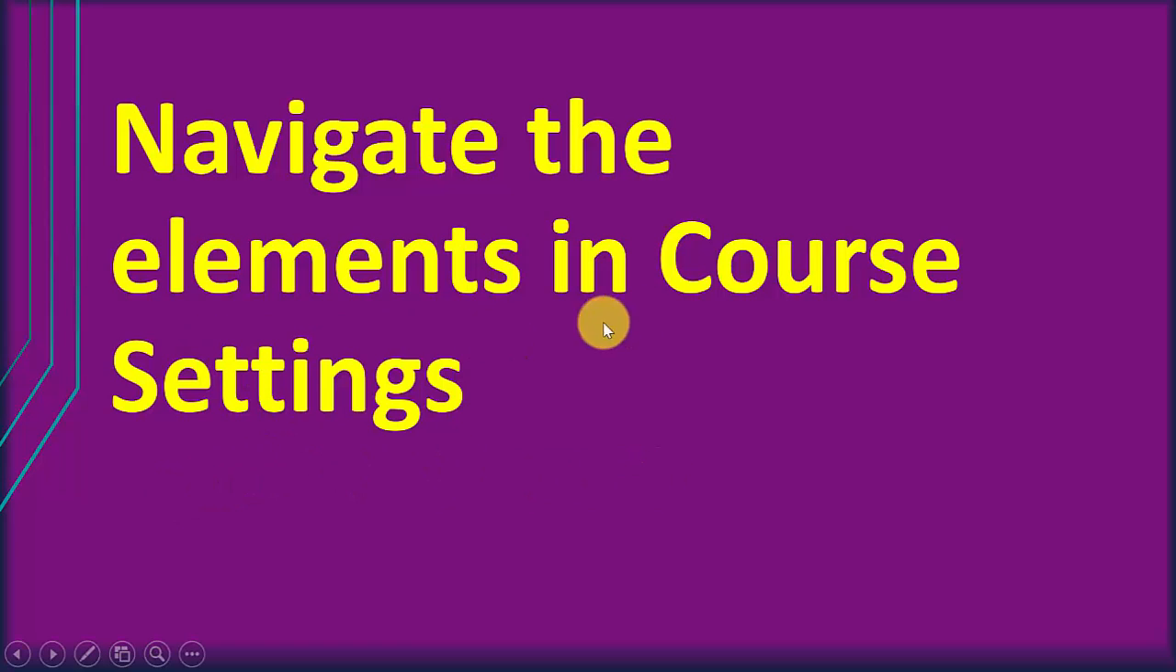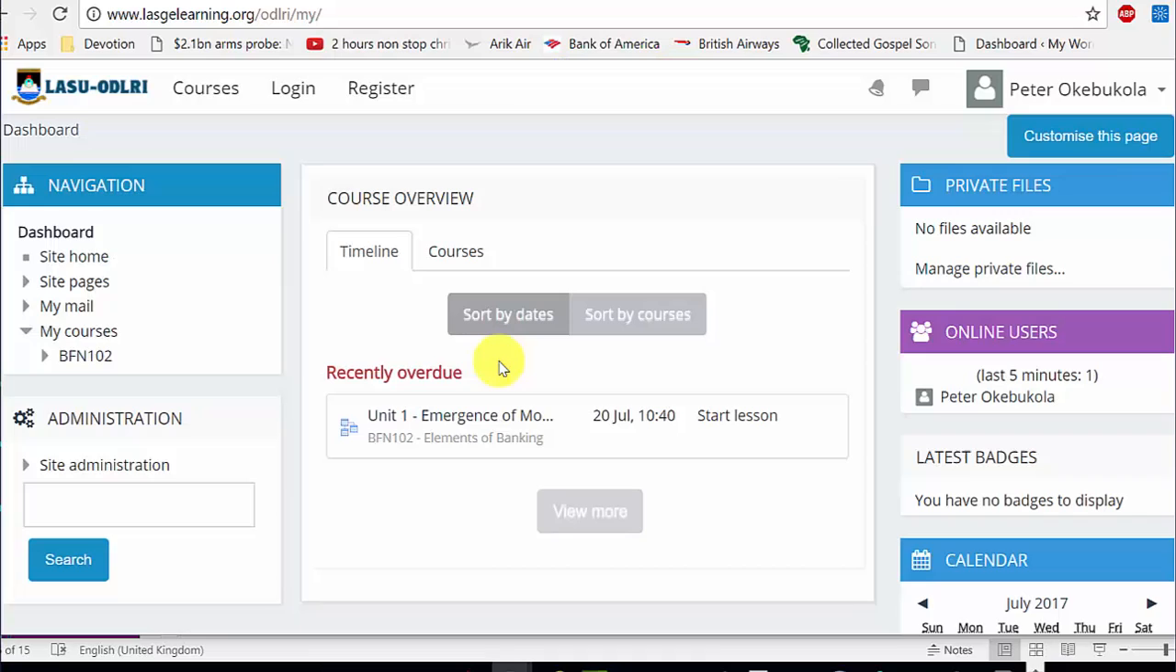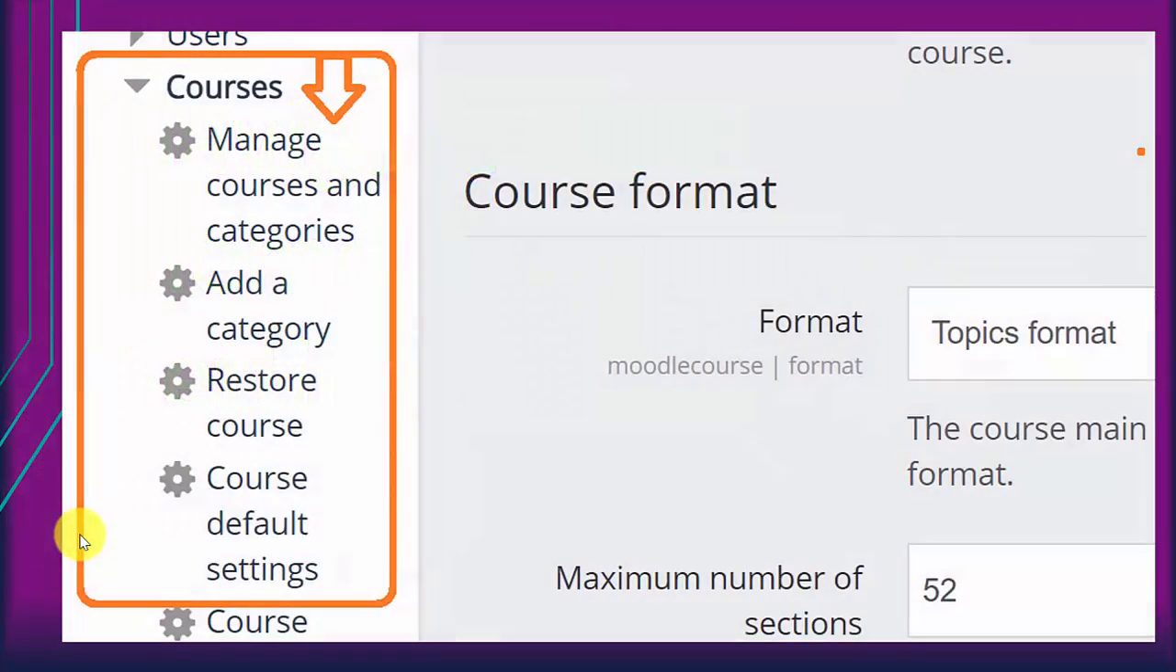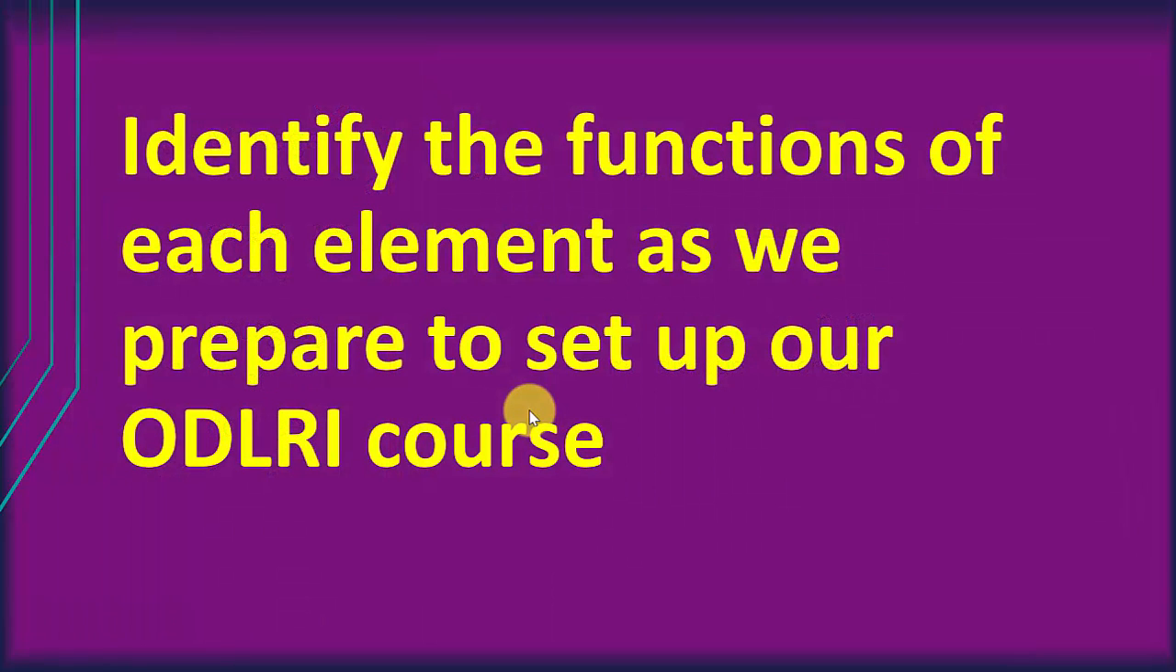So we now want to navigate the elements in the course settings. As I said, you have the administration block. Let's go back to it. You have the administration block here. You have course administration. You have settings. So we're going to be looking more closely at this part of the layout. What we're going to be seeing will be the courses, manage courses and categories, add a category, restore course, and all of this. Now, enough of the theory. Let's see what the different functions of the elements are. And I would like to take you live to our site and see how this goes.